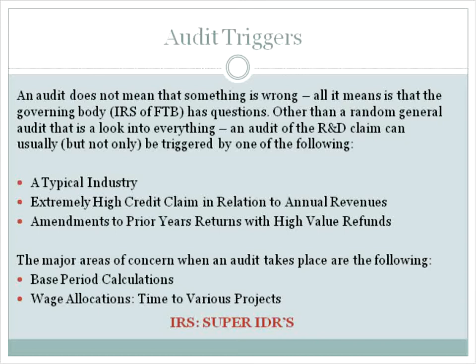Usually if they're looking at the R&D audit, they stay within the R&D focus. But in most cases, both the IRS and the Franchise Tax Board have some restriction with resources and the ability. They can't audit everybody. So what they look for are triggers. What they look for are high-value claims that might be subject to some scrutiny. And they have what they call a superset of IDRs. It's an information request.